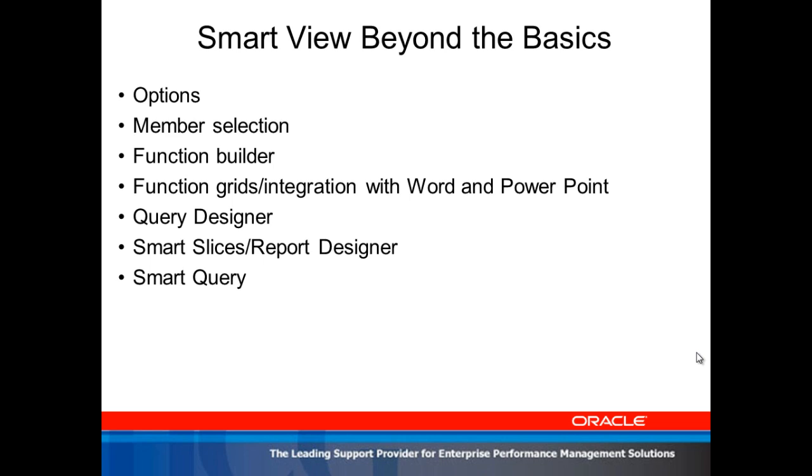There's the query designer that allows you to create top and bottom results. Give me the top 5 products sold in this market. And there are smart slices, which give you the opportunity to create a portion of the database for the viewer to look at, and they can't get outside the bounds of what you select, and the associated report designer, which allows you to create multiple objects to display that data. And lastly, the smart querying method of creating very highly complex MDX queries.